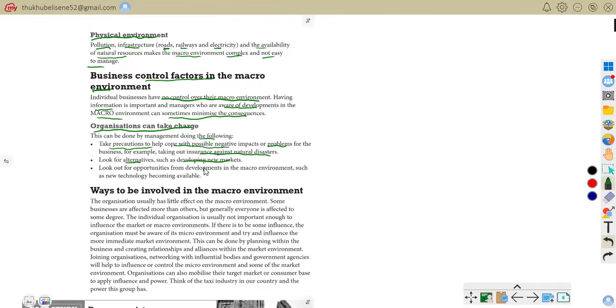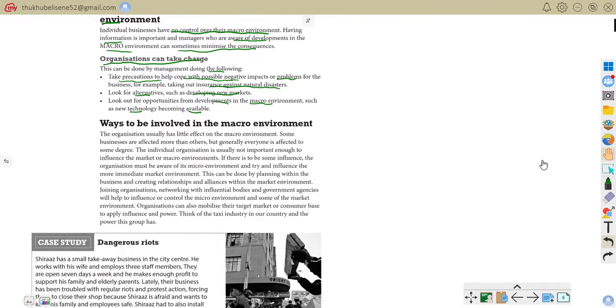Look out for opportunities from developments in the macro environment, such as new technology becoming available. That is that. Now we come to ways to be involved in the macro environment. So the organization usually has a little effect on the macro environment. That is true. Some business are affected more than others, but generally everyone is affected to some degree. So the macro environment affects us all, even though others can be more affected.